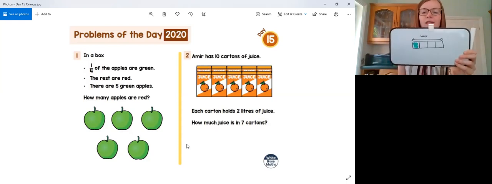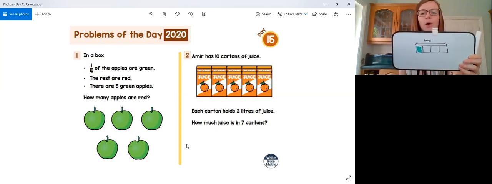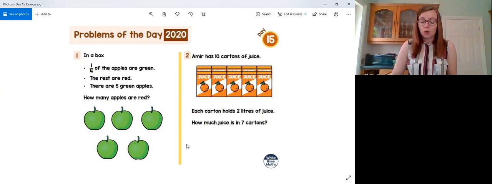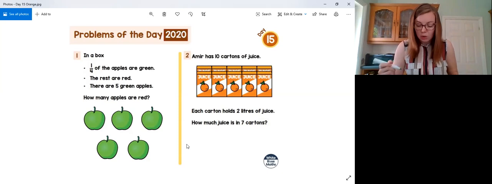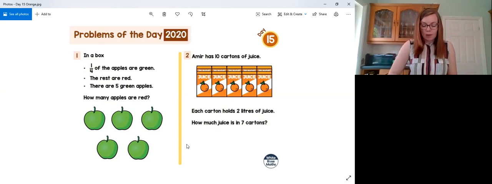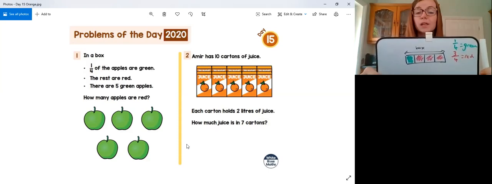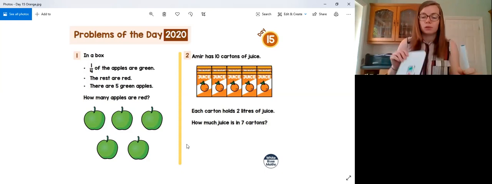Now we are told the rest are red. So can you work out what fraction the rest is? Well, we have 3 of our quarters left, 3 boxes left. So 3/4 are red. So let's colour those in. So 3/4 are red apples and 1/4 is green apples. Now, what else are we told in the question? Well, we are told there are 5 green apples.